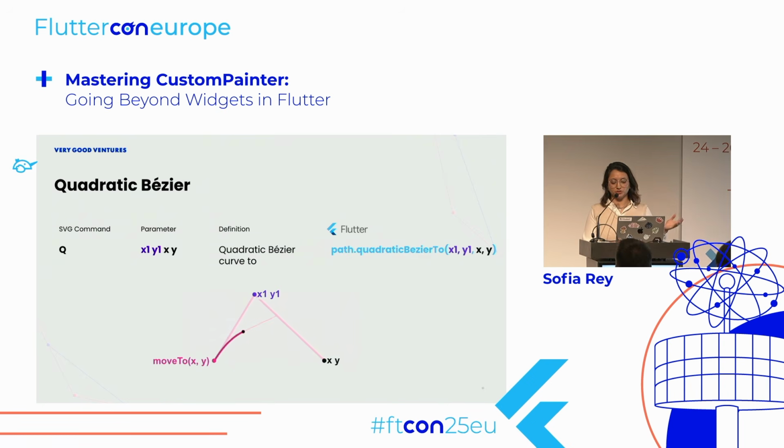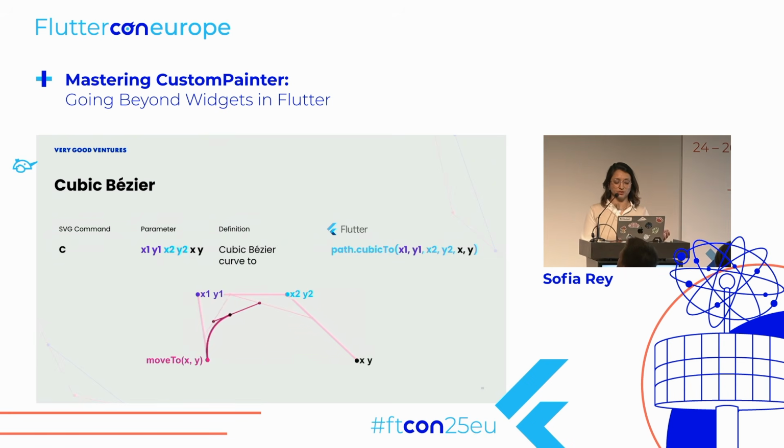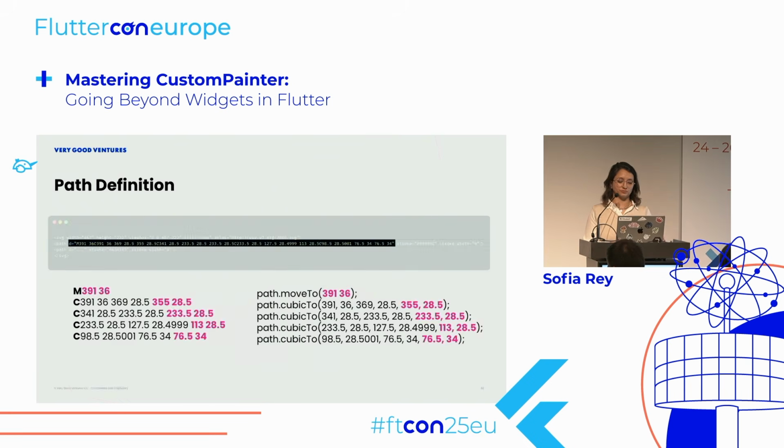So the first 2 parameters will be for the first control point, and the second 2 will be for the ending point. And then we have the cubic Bezier, which is the C command in SVG, and the path.cubicTo in Flutter. And it's literally just the same as the quadratic Bezier, but with 2 control points instead of 1. This one is the most popular one as you have more control over it.